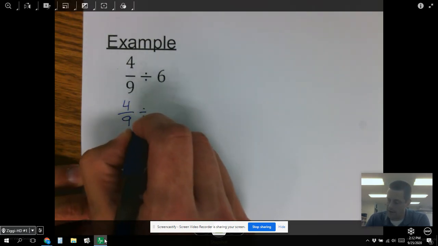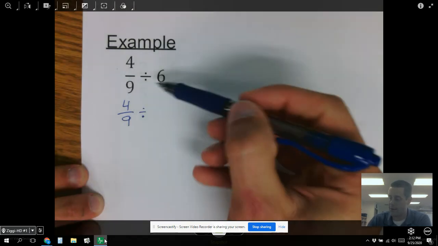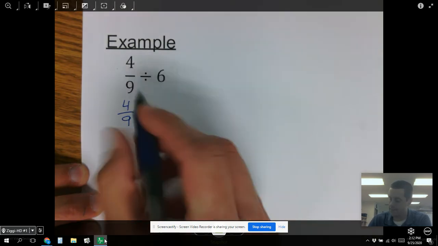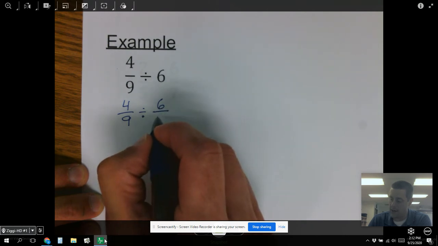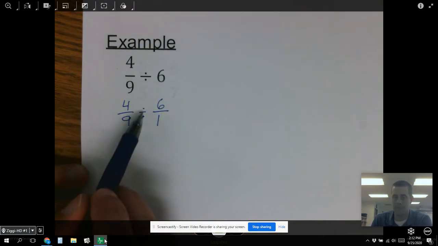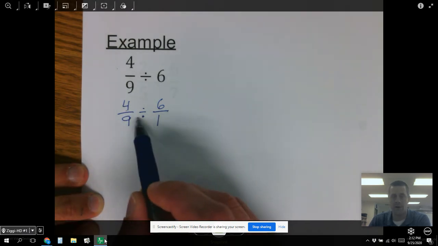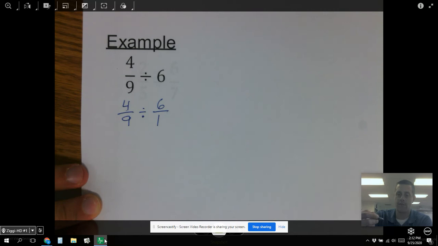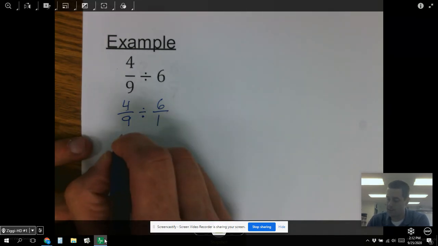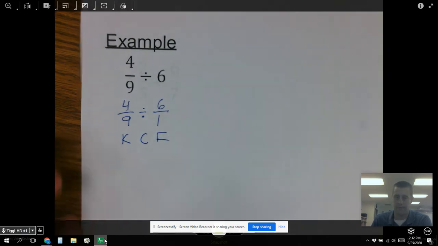I'm going to drop my division sign, and now I need to make 6 a fraction. Remember, to make all whole numbers in fraction form, just place it over the denominator of 1. So we have 6/1. 4/9 divided by 6/1. Now that we have a division problem where all values are in fraction form, we are going to convert it to a multiplication problem using the process keep, change, flip.